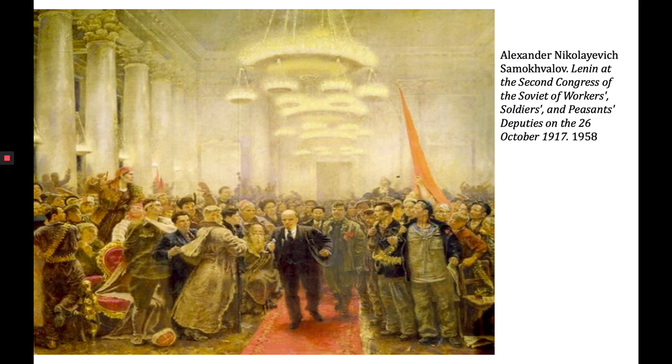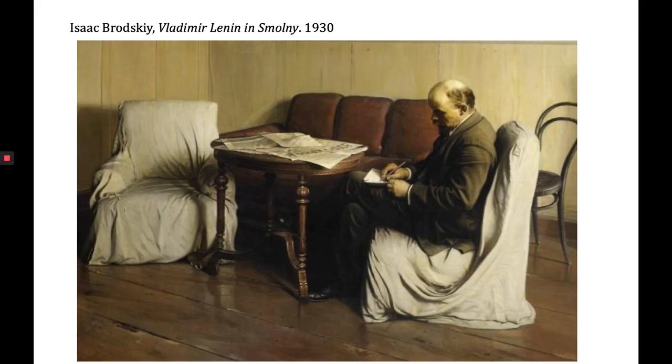And here's again Lenin at the Second Congress of Soviet Workers, Soldiers and Peasants and Deputies. And so again, he's connecting that Lenin is a man of the people. He's always working to reform, working to do his best to advise and to change the Russian political and economic system. This one's a much calmer image here. This is just Vladimir Lenin, Volny, sorry, in 1930.